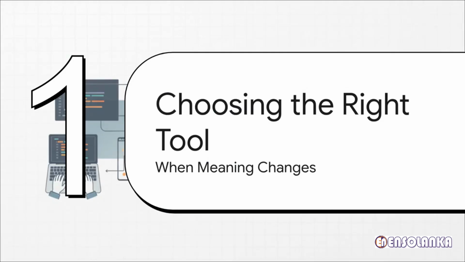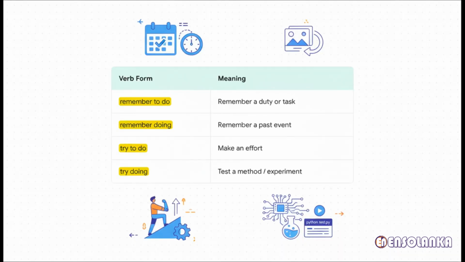Okay, so we've got our two different toolkits, but what happens when a verb can use either tool? This is where true precision really comes into play, because sometimes your choice of a gerund or an infinitive completely changes the meaning of your sentence. Let's just look at this comparison for a second. Remember, to do something is all about a future task, a responsibility. But remember, doing something is about a memory you have from the past.